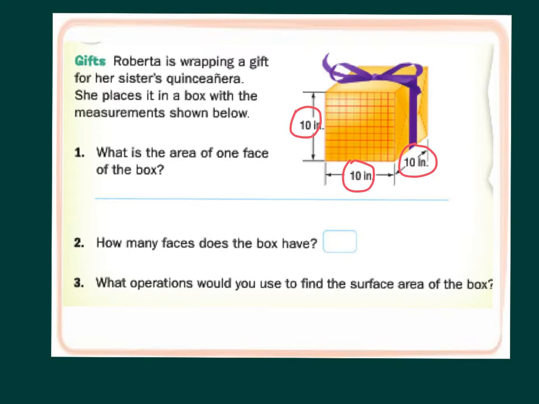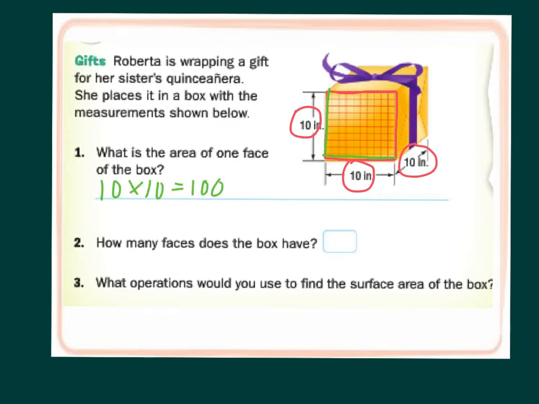So one face, that means one side of the box, okay? So you need to understand that there are different faces when we talk about prisms. We need to find the area of just that box. So I need to take the length times the width, and I'm going to do 10 times 10, which is 100.